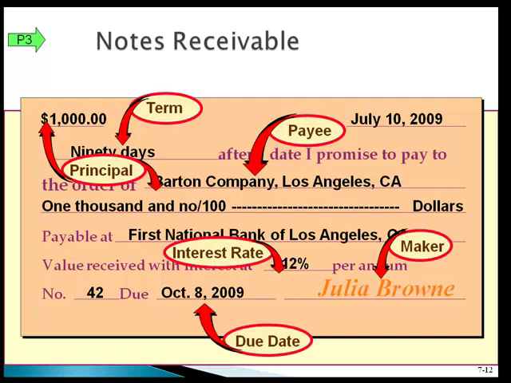A couple things you want to know is the maker of the note is the person that signs the note and agrees to pay. The payee is the person that will be paid back the money. One of my students one time told me that they thought employee is the person that's getting the cash, right? So the payee is the person that's being paid back the money. The maker or the payor is agreeing to pay back the payee.